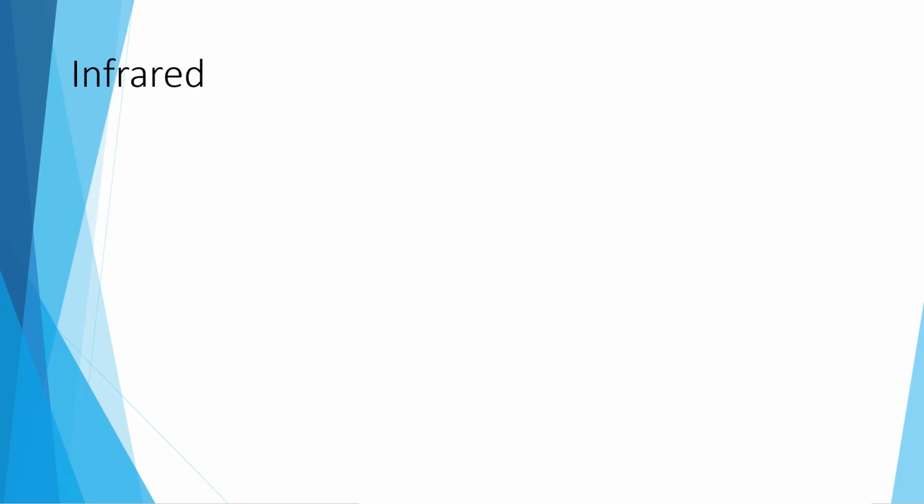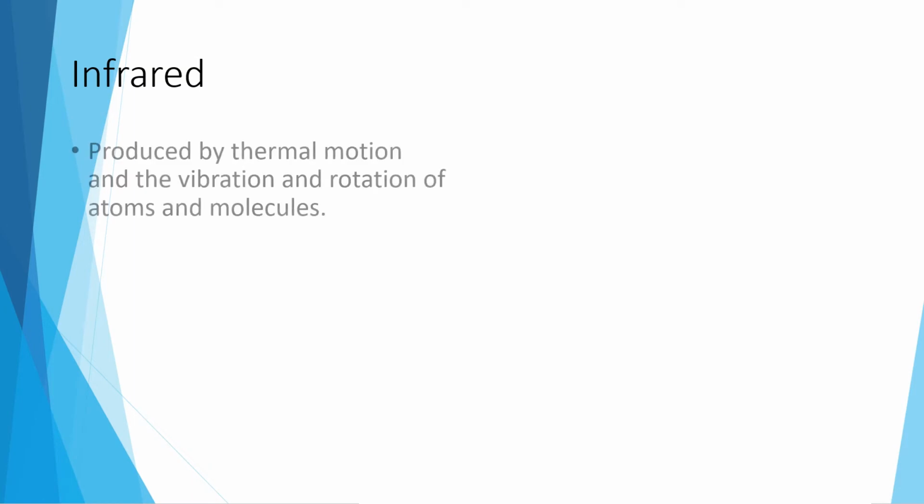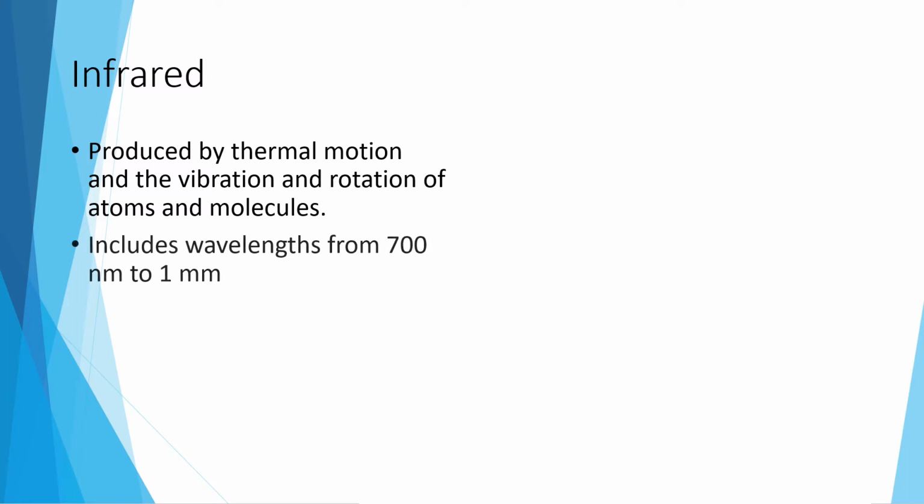Infrared radiation has too high of a frequency to be produced by electrons in a circuit. Instead, it is generally produced by thermal motion and the vibration and rotation of atoms and molecules. Frequencies of infrared light extend up to the lower limit of visible light, that is, below red light, giving these waves their name that means below red.